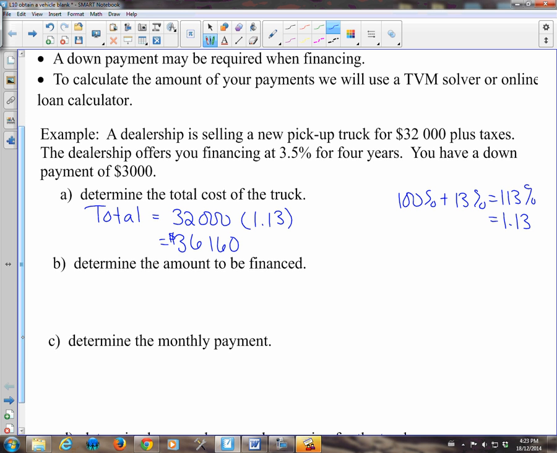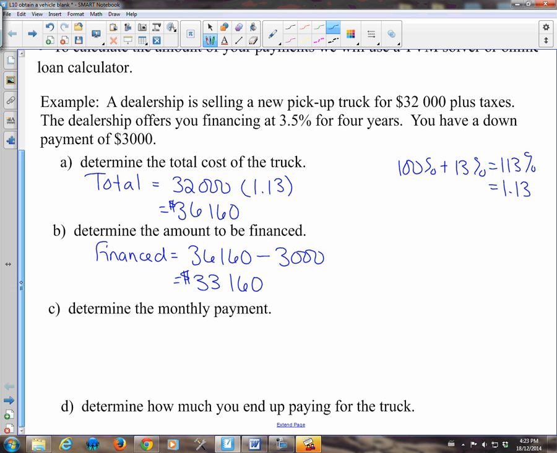Determine the amount to be financed. So the finance amount will be the total minus the down payment. So we have a down payment of $3,000. So we're going to finance $33,160. And we've used the TVM solver before. So enter your values into your TVM solver and you will find that your payment will be $741.32 per month.